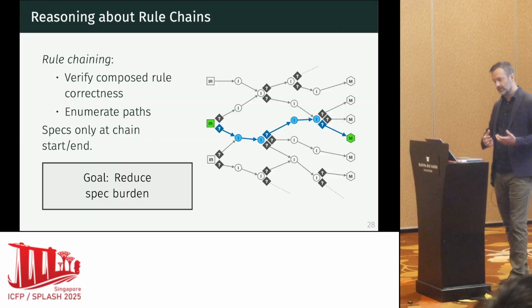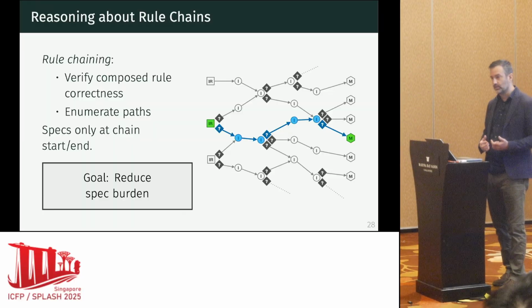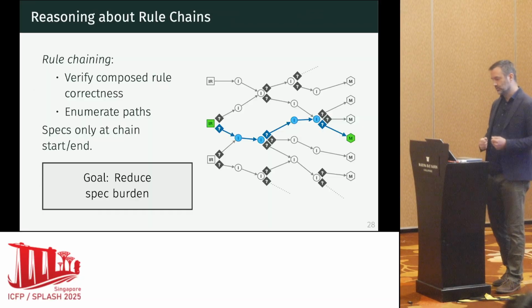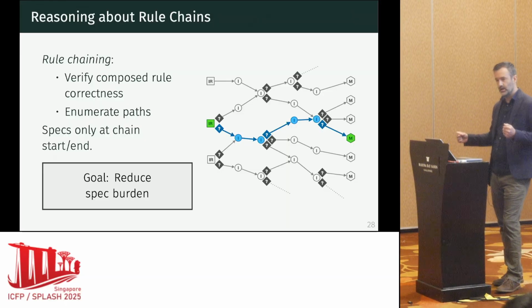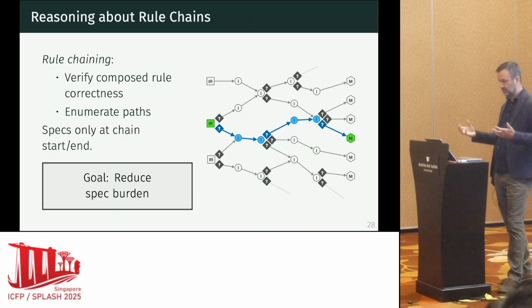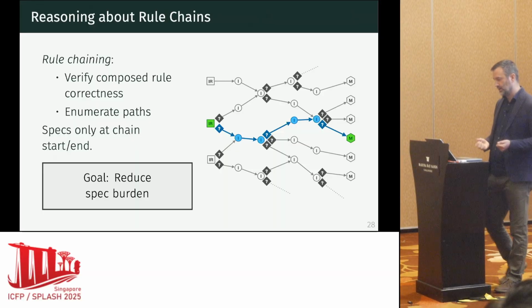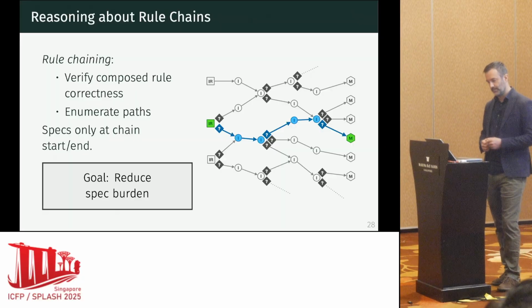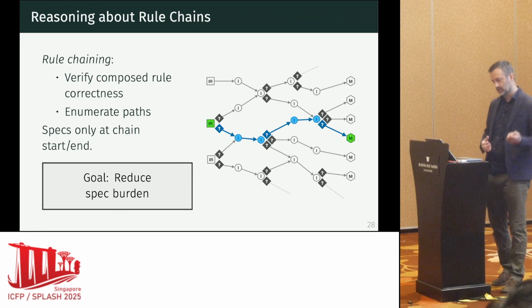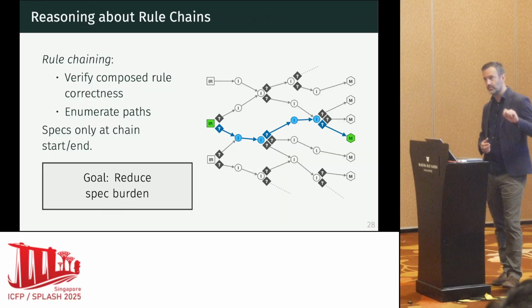The idea here is, what if we could reason about an entire path through this graph at once? And Arrival allows us to do this. It is able to compute the composed effect of all the rules along a path and verify that the entire composition preserves behavior. On top of that, we have an algorithm that can enumerate all viable paths through this graph. And this helps us achieve our goal of reducing specification burden, because developers are only required to provide specifications at the beginning and at the end.